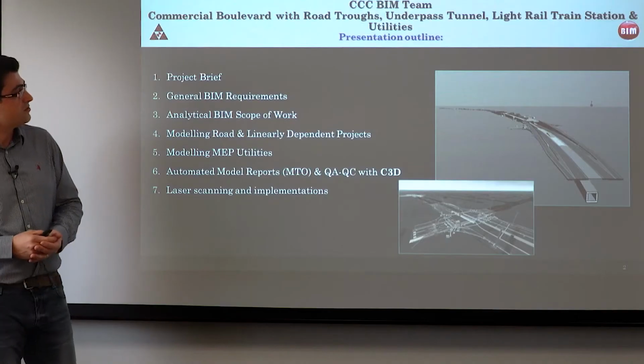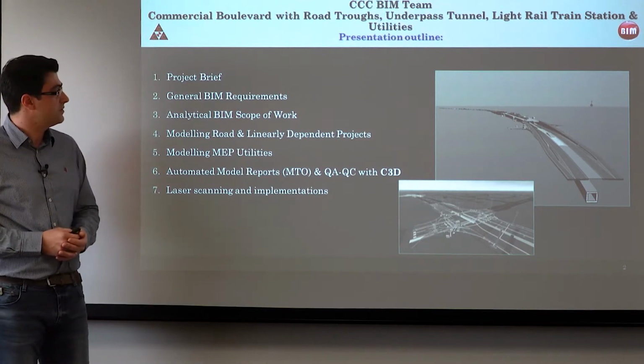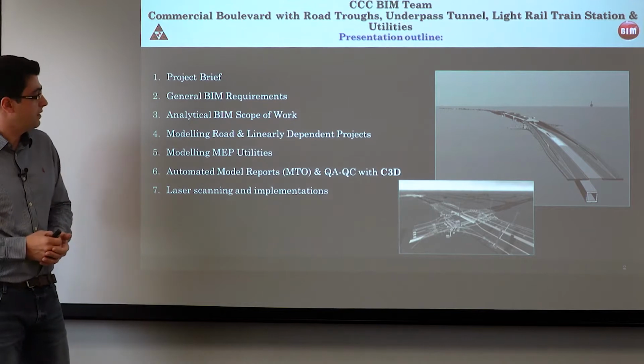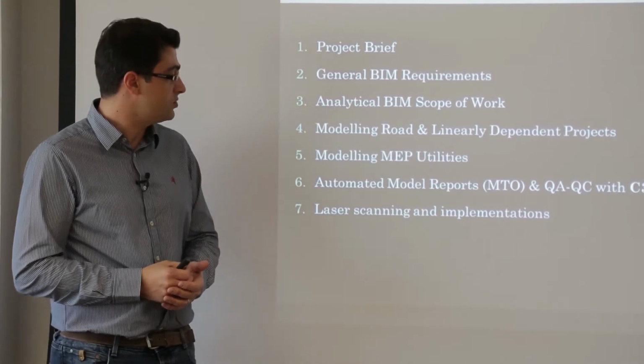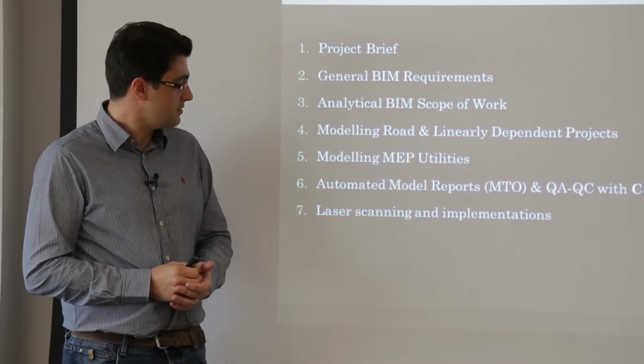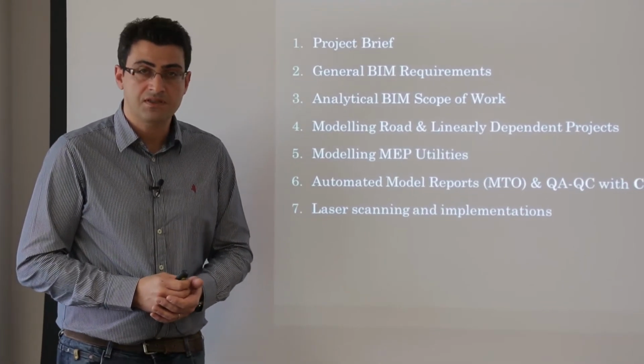We are going to see, as you can see on this slide in the outline, a brief description of the project, the general BIM requirements, the analytical BIM scope of work, how to model road and linearly dependent projects, the MEP utilities, and how we utilize automation to take out reports and quality checks on our models. And finally, we will see the laser scanning and its implementations within such projects as roads and tunnels. The presentation is going to be divided in two parts, and this is the first part.